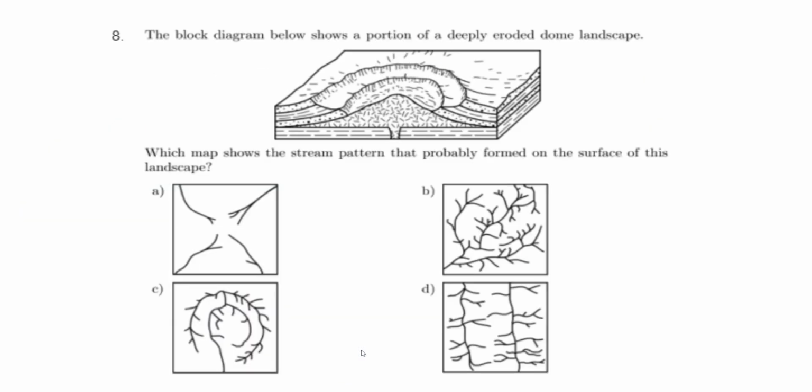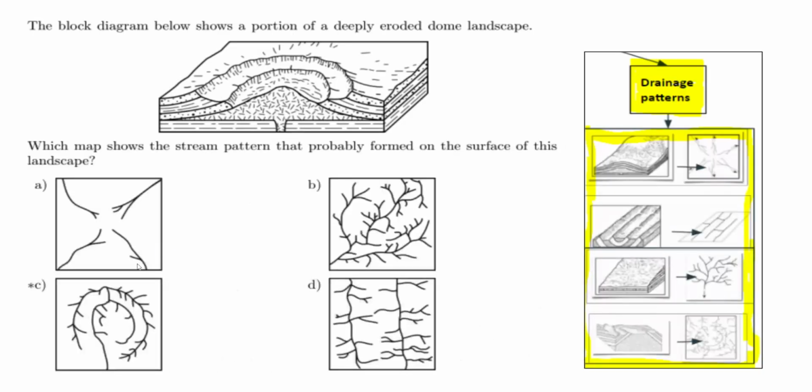Okay. So let's try question number 8. Pause this video, try it. The block diagram below shows a portion of a deeply eroded dome landscape. Which map shows the stream pattern that probably formed on the surface of this landscape? The correct answer is C.